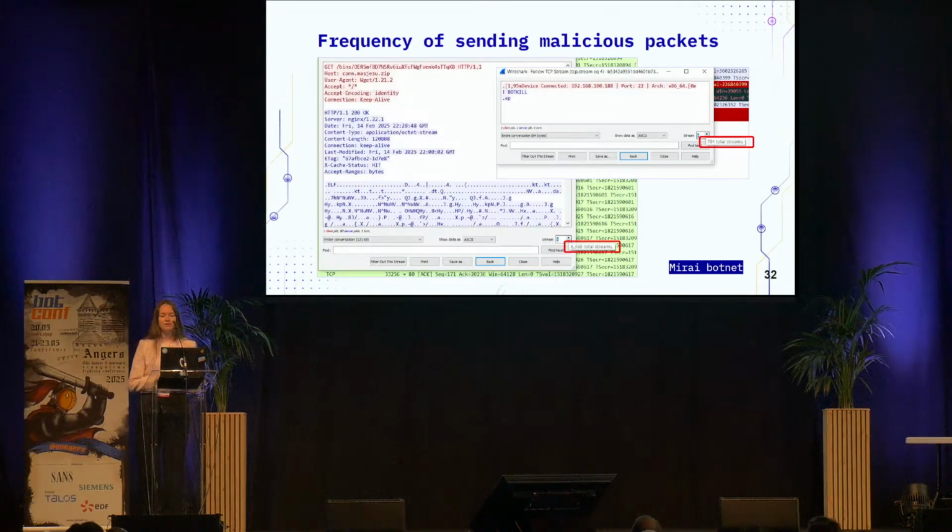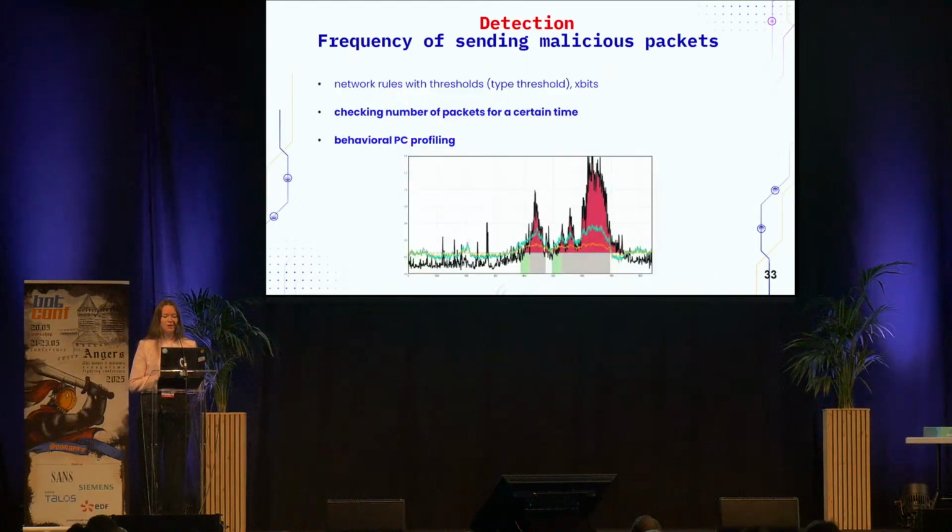Another technique is the frequency of sending malicious packets. I remember that yesterday there was a report about Mirai. So here are some packets of Mirai. They have a lot of packets, and we can see, for example, that the number of streams collected in around 2 minutes is more than 700 total streams, and for 3 minutes more than 8,000 streams. So we can use thresholds and xbits for this, and we can check the number of packets for a certain time. As you can see in the image, we try to make some behavioral PC profiling.